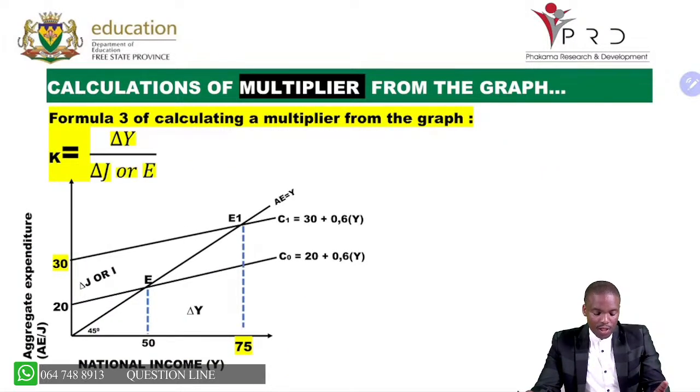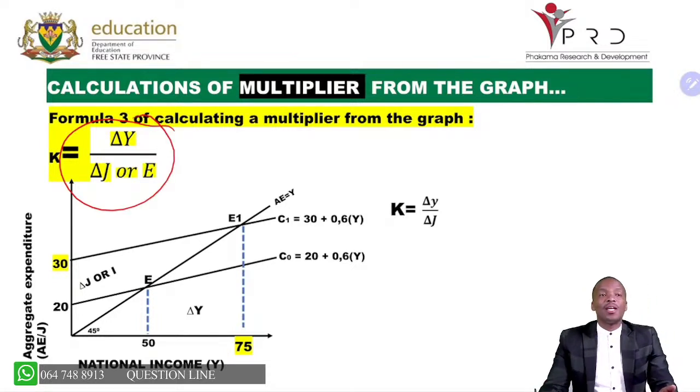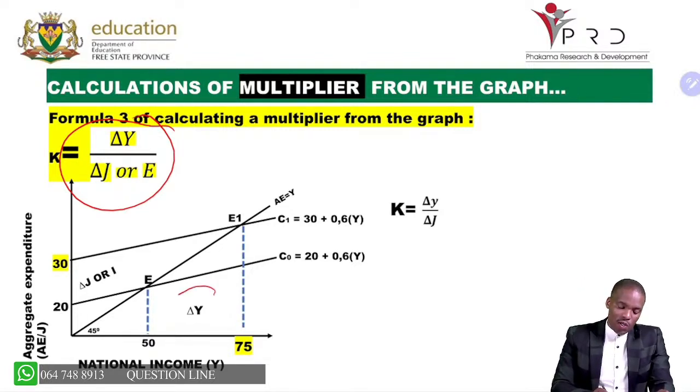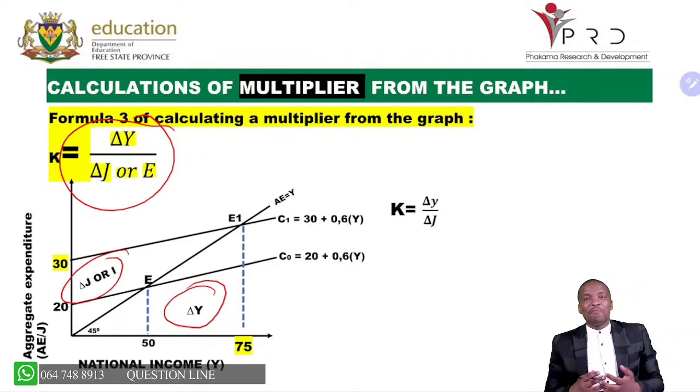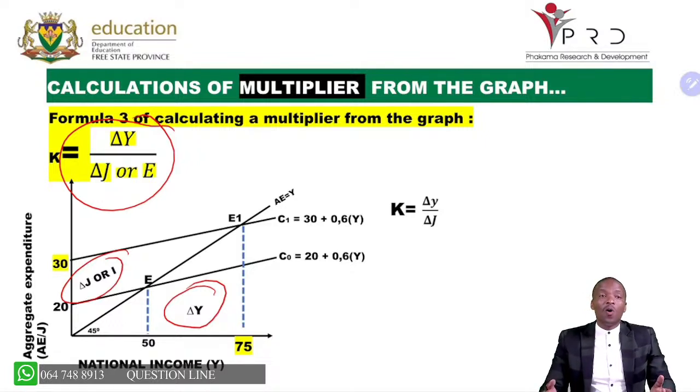Okay. So using a graph, this is a complete one. Formula number 3, we said change in Y divided by change in J or E. So this change in Y and change in J here, they are there for a purpose. But in an exam, they will never tell you or never put them there. So first, before you do anything, analyze the graph, do your calculations on the side, then you can be ready to answer the questions.